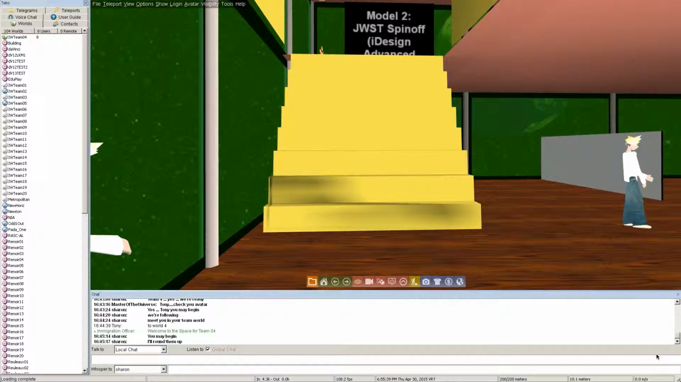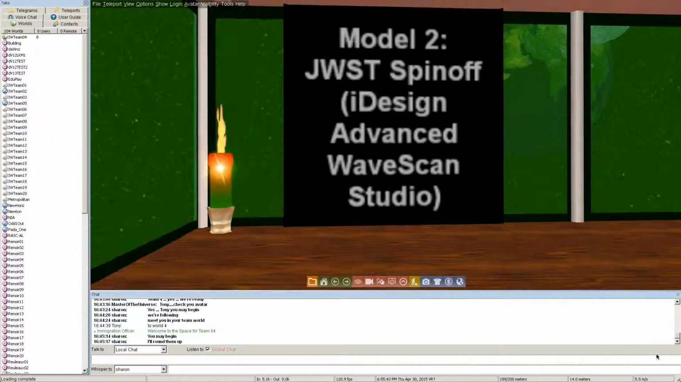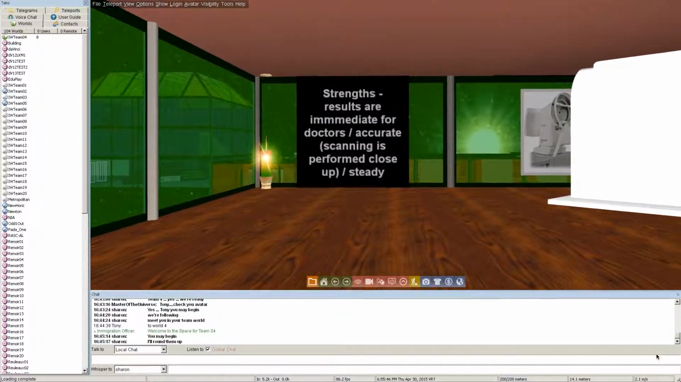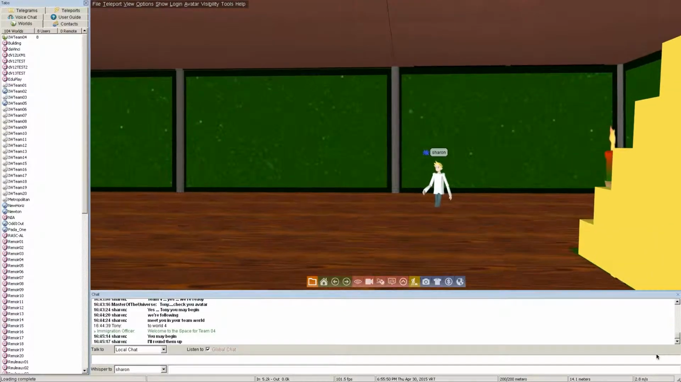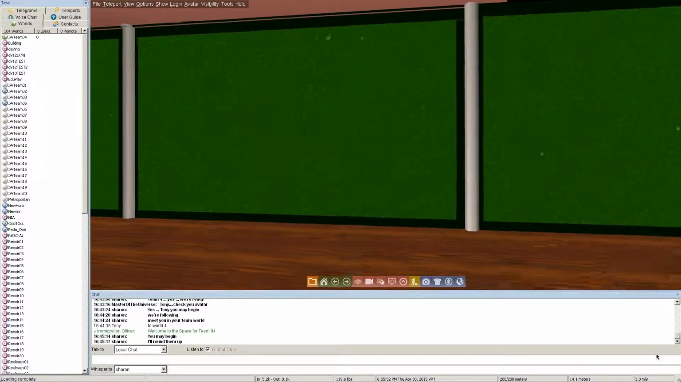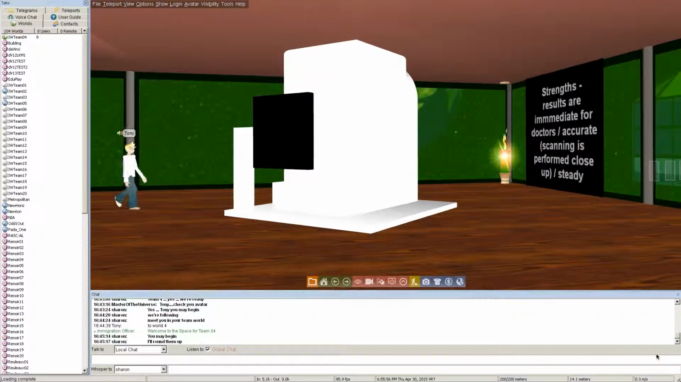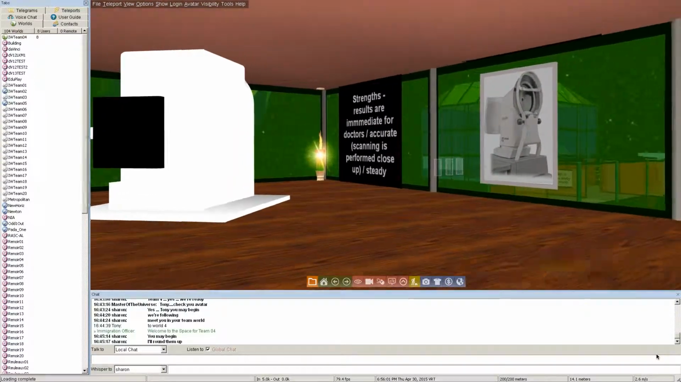So, next, if we go up this flight of stairs, there's the second model that we were asked to create, which was the James Webb Space Telescope original spin-off, which is the iDesign Advanced Wave Scan Studio. And if you want to look at a picture of it, there's one over there on the wall.